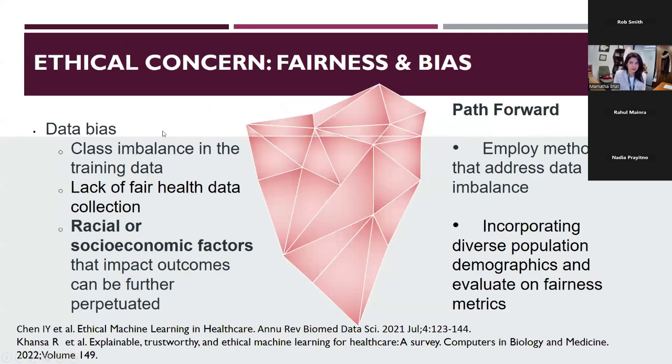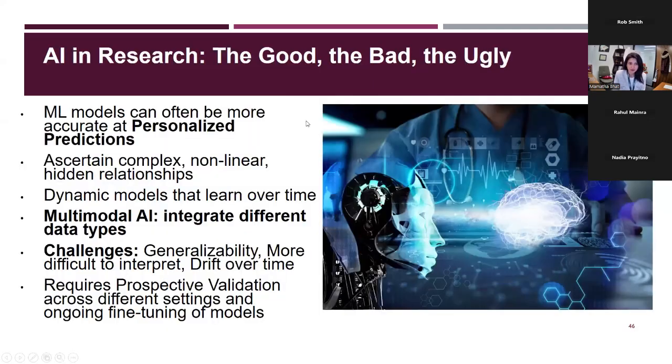Ethical concerns, fairness and bias. So there can be data bias and a lack of fair health data collection. There are various racial and socioeconomic factors that impact outcomes and could further be perpetuated by an ML model. And so the path forward for this is to employ methods that will address data imbalance and then incorporate diverse population demographics and evaluate on fairness metrics.